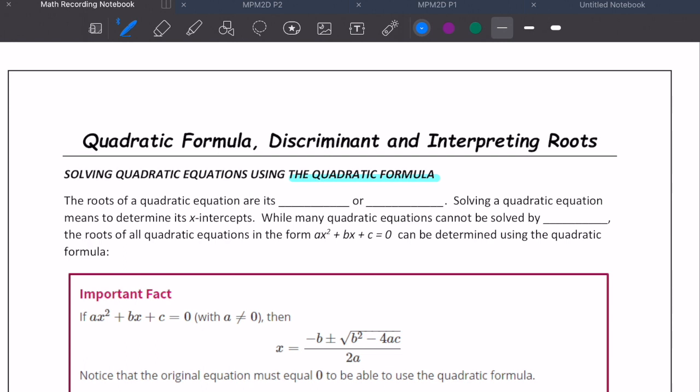So the roots of a quadratic equation are its x-intercepts, also known as its zeros. Solving a quadratic equation means to determine its x-intercepts. So again, we're looking for those x-intercepts. That's the important thing that we're looking for. Many quadratic equations cannot be solved by factoring.